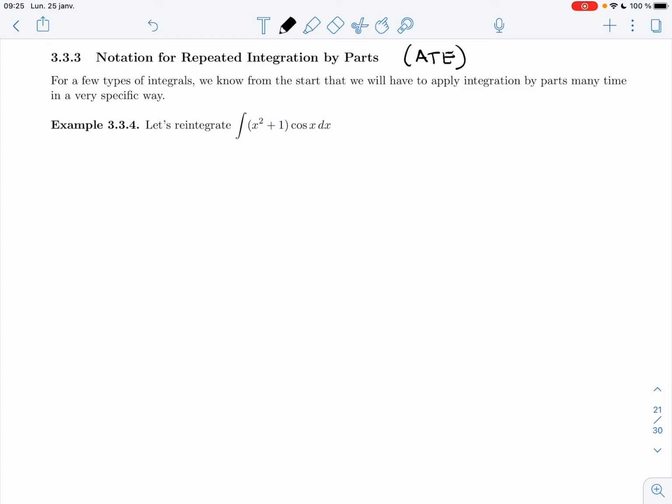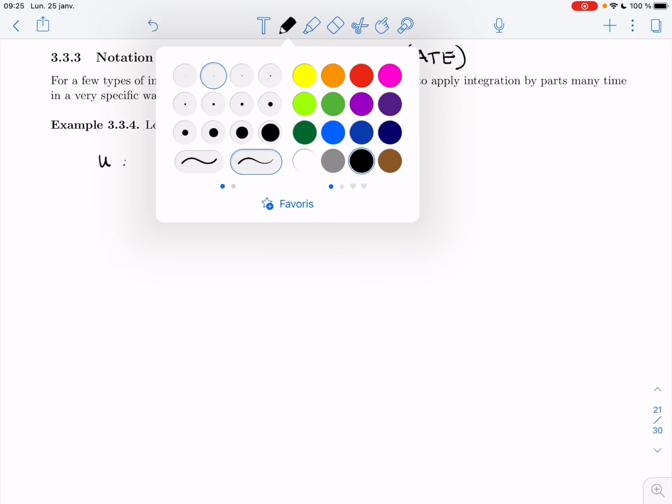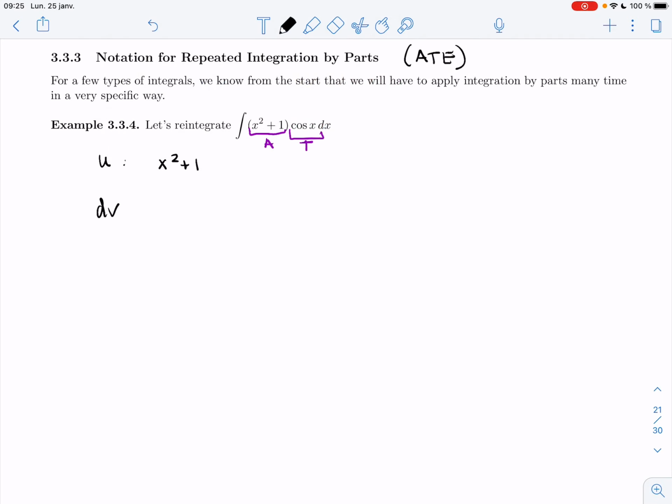So I'm going to start the same way I did before. I'm going to start with u equals x squared plus 1 because that's an A. This one is T, and so my dv, I'm just going to put cosine of x. You'll see why in a second. I'm not writing that these are equal because then I would have to put dx. That's my dv row, and I'm just going to put cosine of x.